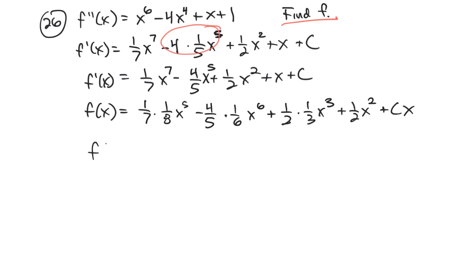And then we can clean this up to get f of x. So with fractions, of course, we multiply straight across. 1 times 1 is 1. 7 times 8 is 56.